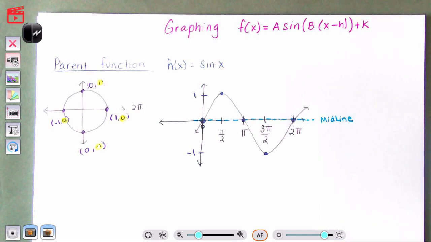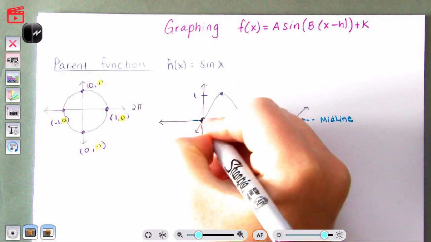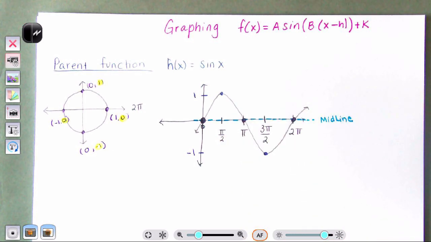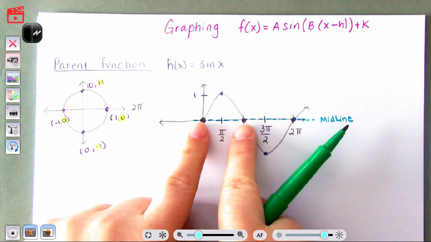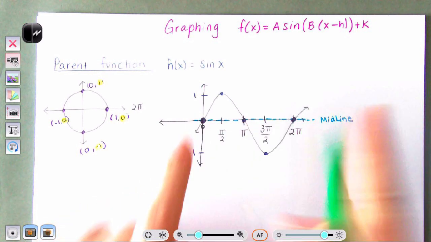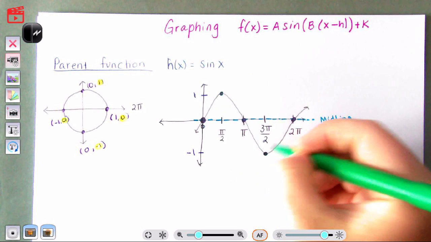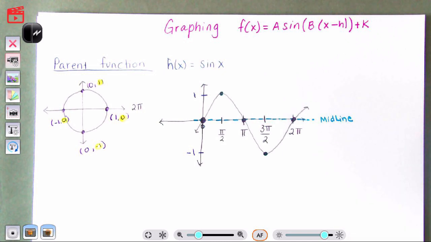Okay, that's your midline. You need to notice that you have 3 points on your midline. You start on the midline, you end at the midline, and the middle is also on the midline. So you have 3 points on the midline. Then for a positive, regular sine wave, in between your first and your middle point, you go up to 1, you go down to 1. Okay, that's the first thing you know.